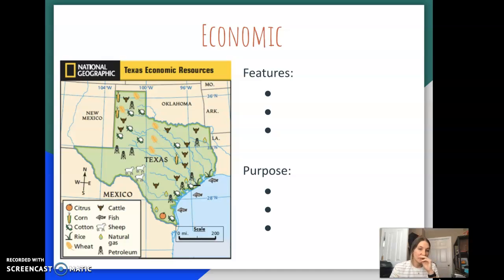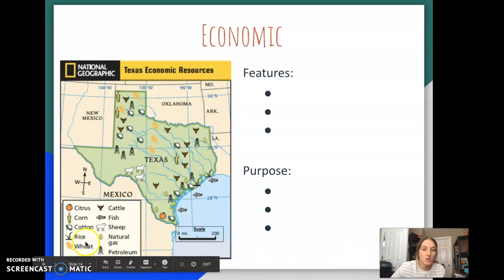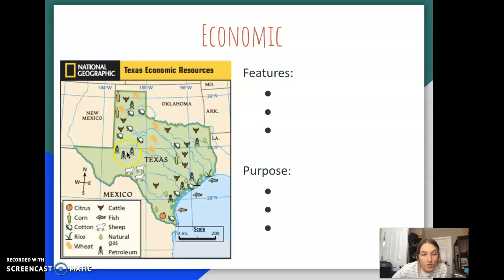And the answer to that would be, here's natural gas, the symbol, and here's petroleum. So I would say, East Coast, right by the Gulf of Mexico, would be a great place to set up a site, or over here, kind of in West Texas, for petroleum. But definitely for natural gas, it would be done here. So that's what the purpose of an economic map would be.